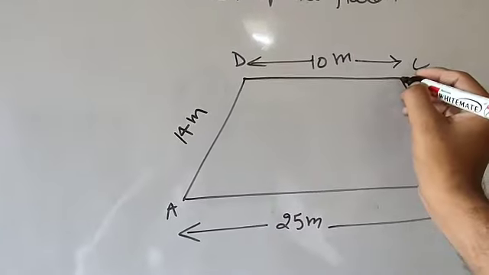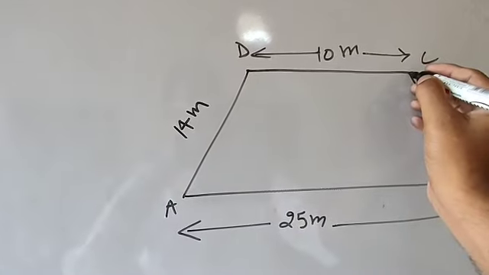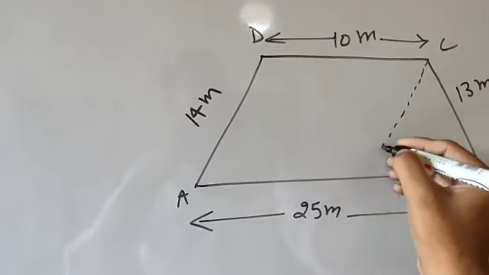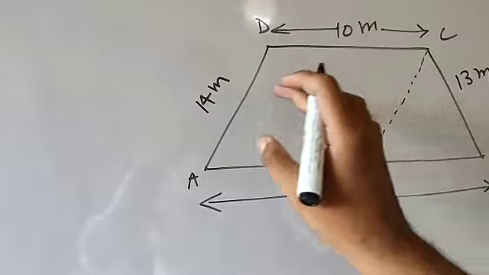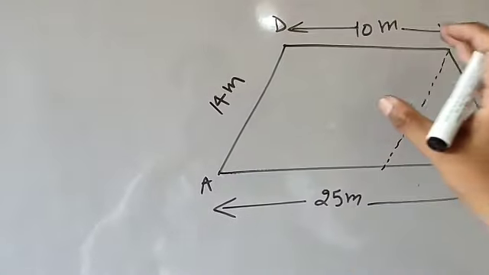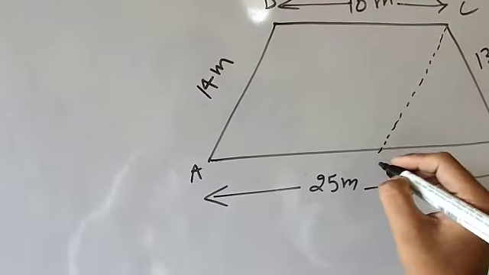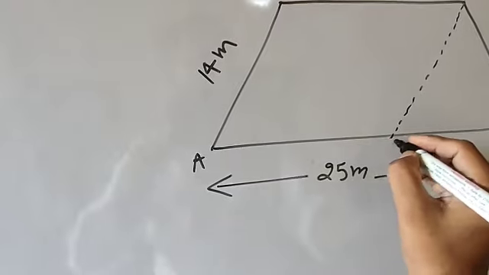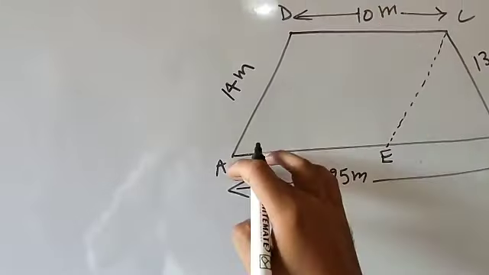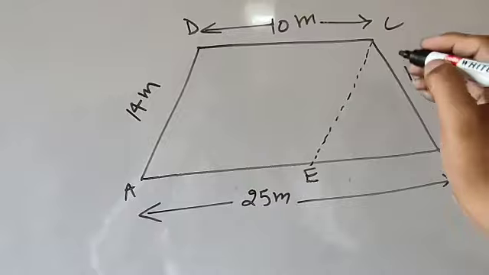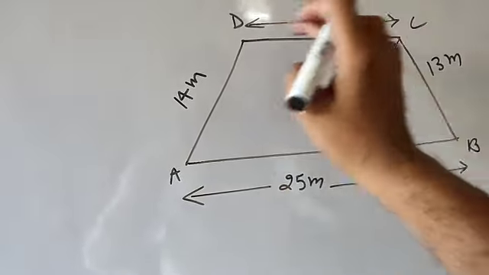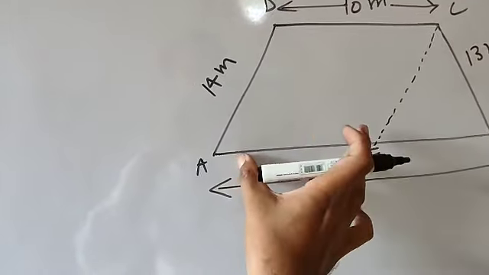So here I am going to draw a line segment that is parallel to DA from point C. Suppose that it is E. So CE is parallel to DA, and AE is parallel to CD. AECD is 10 meter, so it will also be 10 meter.